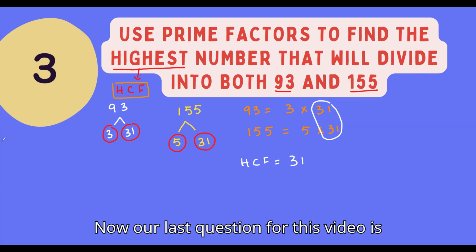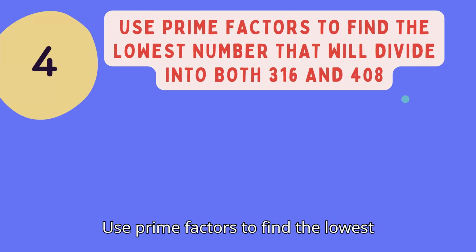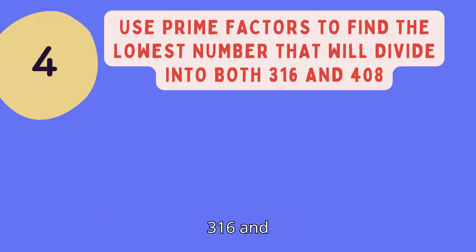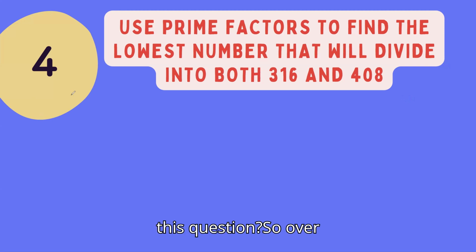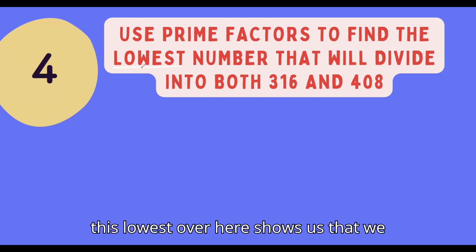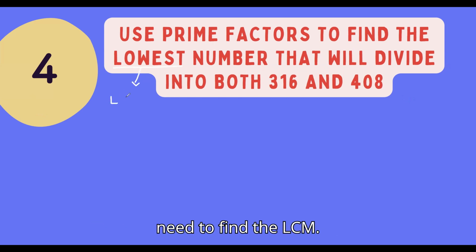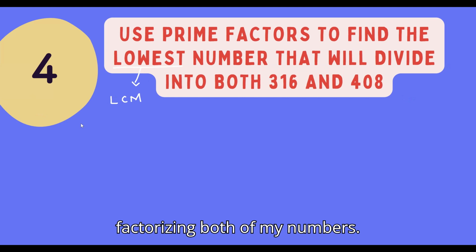Now our last question for this video is, use prime factors to find the lowest number that will divide into both 316 and 408. So now again, what do we have to do in this question? Over here, it says lowest number. And this lowest over here shows us that we need to find the LCM. So again, I'm going to start by prime factorizing both of my numbers.